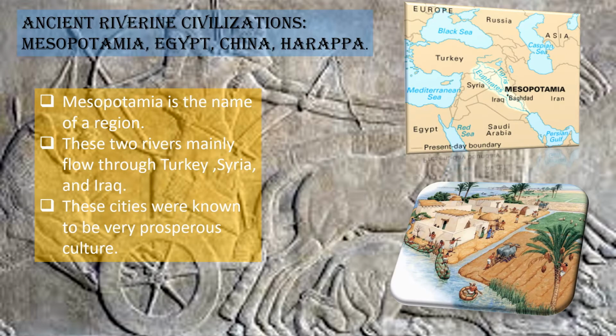Ancient riverine civilization: Mesopotamia, Egypt, China, Harappa. Let's learn about ancient riverine civilization.